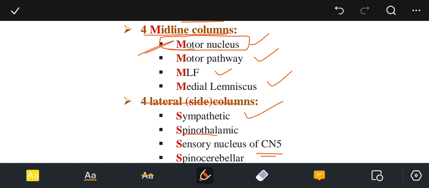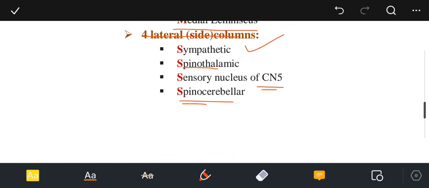Then we have the motor pathways and the medial longitudinal fasciculus. What are the motor pathways? The corticospinal tracts. They are located medially. The medial longitudinal fasciculus, which connects the sixth nerve nucleus with the contralateral third nerve nucleus, is also present in the midline. And then we have the medial lemniscus, the tract carrying fibers from the dorsal column. So the dorsal column medial lemniscus pathway is also midline in its location. Therefore, the lateral side columns are sympathetic, spinothalamic, the sensory nucleus of cranial nerve 5, and the spinocerebellar pathway.